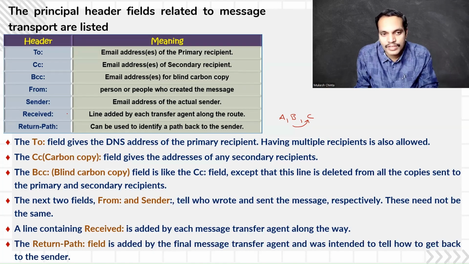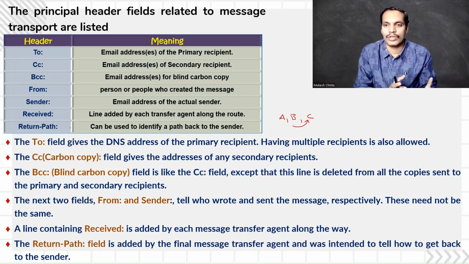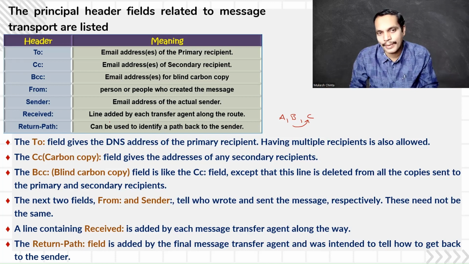Finally, from the information that we gained from this received header field, the return path field is added by the final message transfer agent and was intended to tell how to get back to the sender. So this return path, the name itself tells you that if you want to send a reply back to the sender, what is the path for this reply message to take? That is what it is being done. So these are the primary header fields.